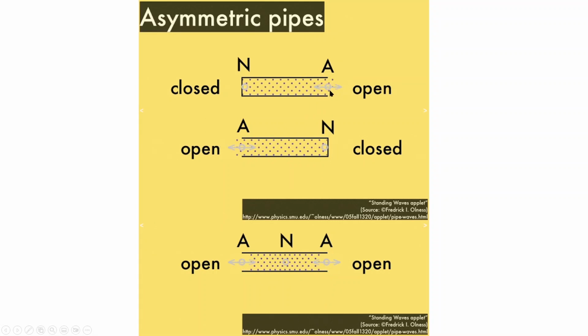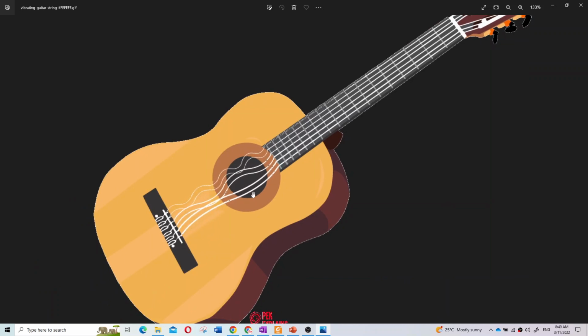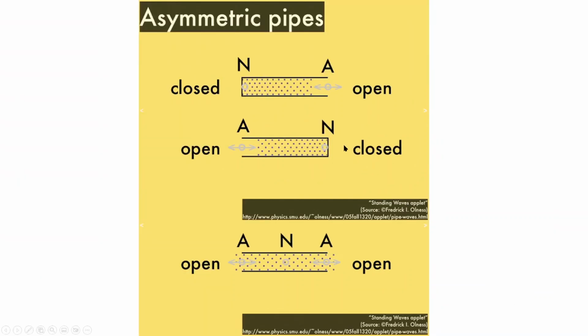Here, this one is closed, so the particle cannot vibrate. Just like last time with the string, just like the fixed end. Fixed end cannot vibrate, so it becomes a node. The point where you fret also becomes a node. The other part can vibrate because it is not fixed. This one vibrates at maximum amplitude because it can vibrate freely.